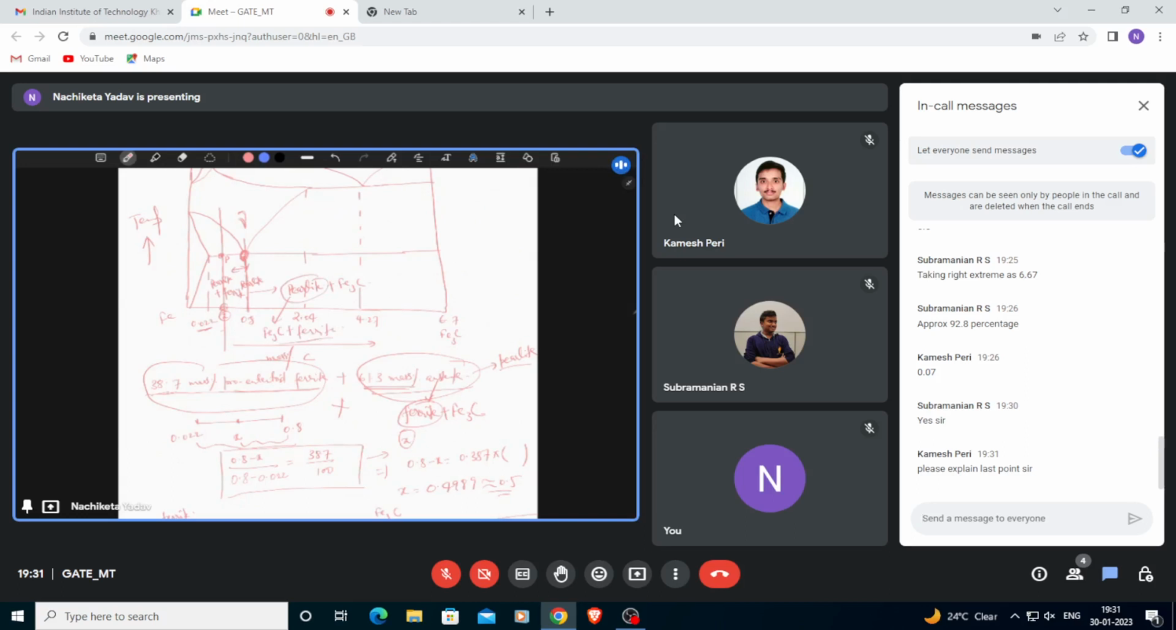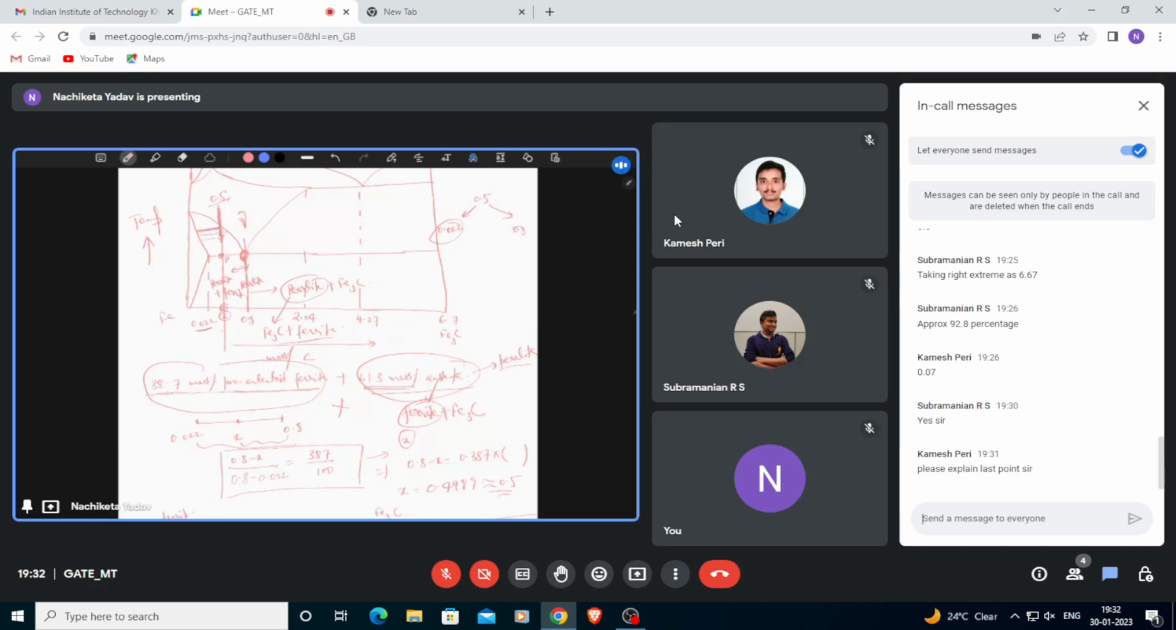And if we cool, this is 0.5% carbon. If we cool it, first what will form? First, ferrite will form, because here the maximum solid solubility of ferrite is 0.022. So ferrite will form, and austenite, suppose this is 0.5 carbon. So ferrite maximum solubility is 0.022. But perlite will form at 0.8. So here, at this point ferrite will form.